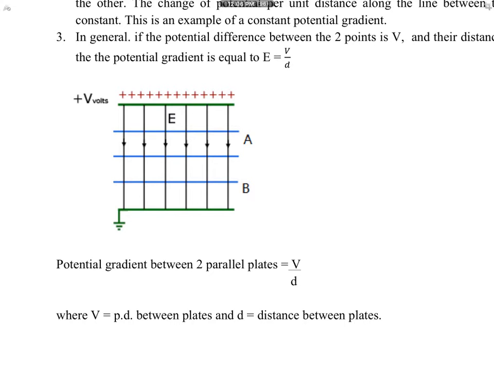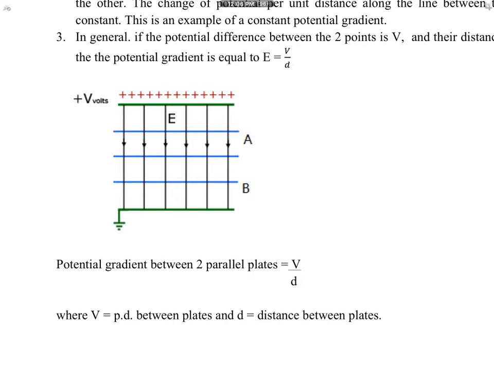Okay, now in your AS, you actually started using this formula, E equals V over D, to find the field strength of a uniform field. But actually, V over D by itself is the name of a certain term. It's called the potential gradient. There's a name to it. So what is potential gradient?